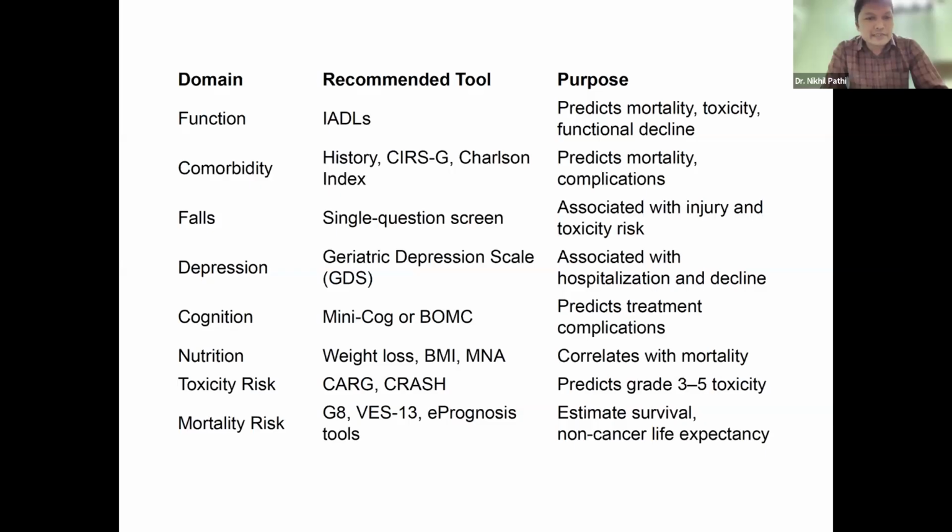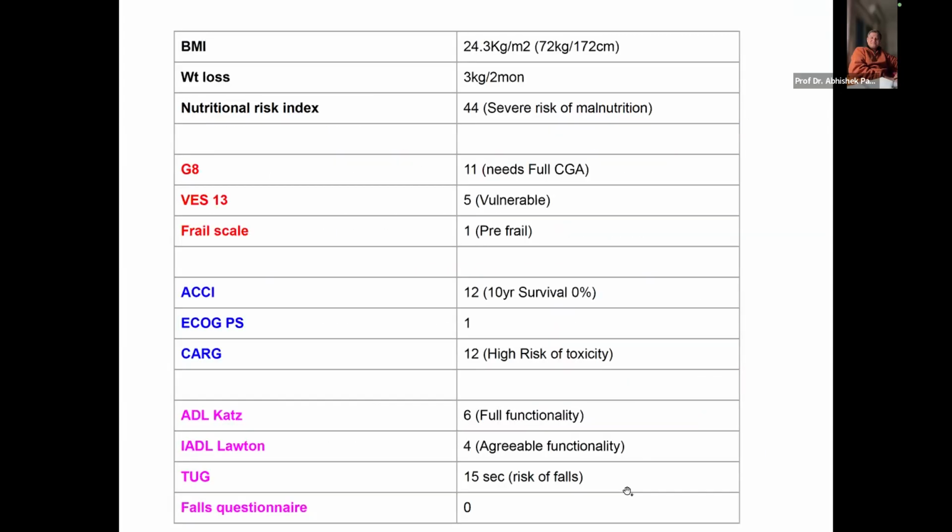The Charlson Comorbidity Index is in that, CARG, falls, everything. Mini-Cog, BMI, and we have CRASH in that. It does an excellent job. If anyone is not using it, I recommend using it. Only two or three tools are not there, and we can add those later. So what's the geriatric assessment for our patient?